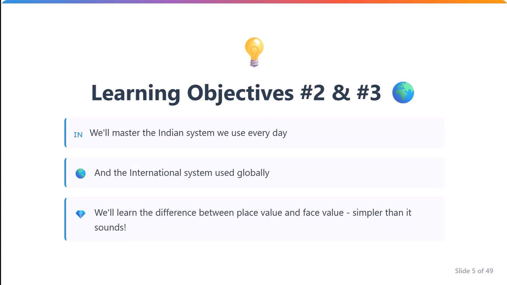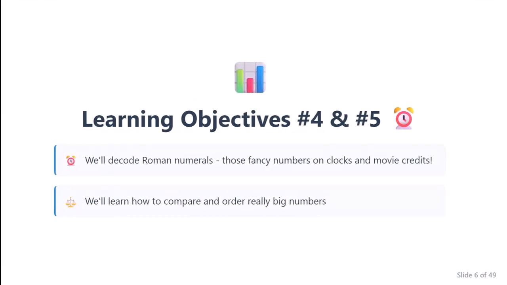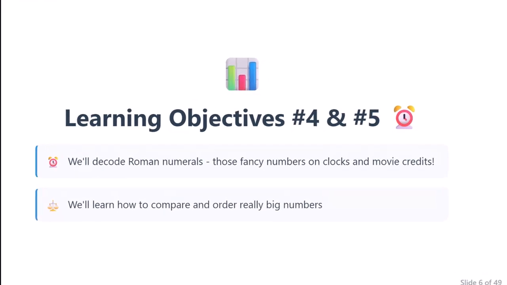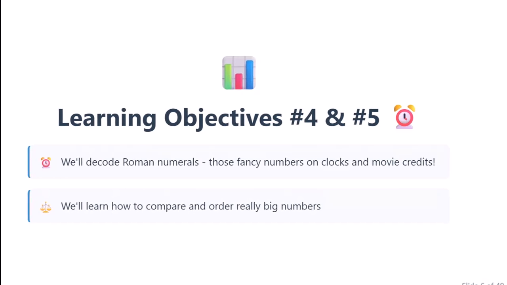International system used globally. Third, we'll learn the difference between a place value and face value. Trust me, this is simpler than it sounds. Fourth, we'll decode Roman numerals. You know, those fancy numbers you see on clocks and in movie credits. And finally, we'll learn how to compare and order really big numbers.